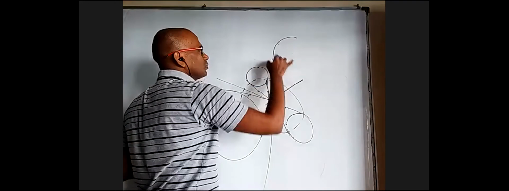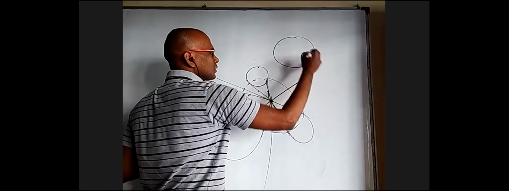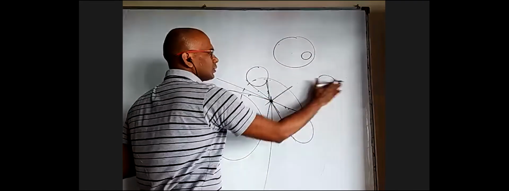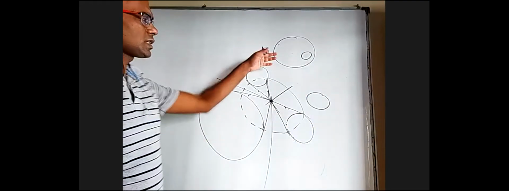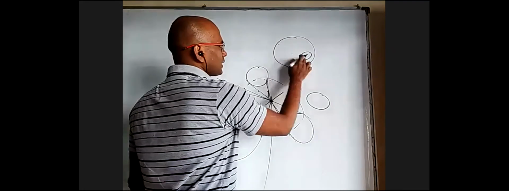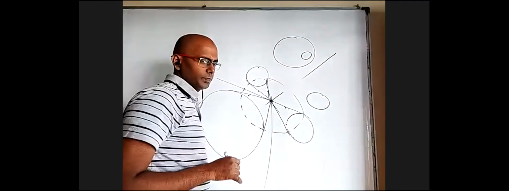Let us say you have one circle like this, one circle like this, one circle like this. Okay, you want a circle to intersect all these three orthogonally. As long as the centers of all three of them are not collinear, no problem at all. Why? The radical axis of these two will be outside. The radical axis of this and this will be somewhat like this.